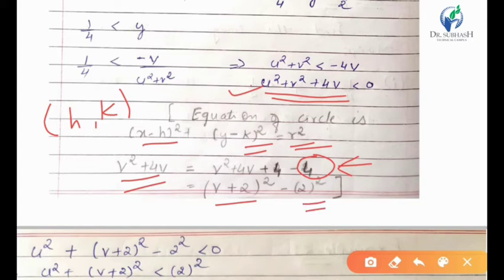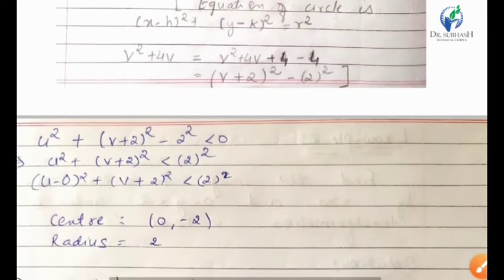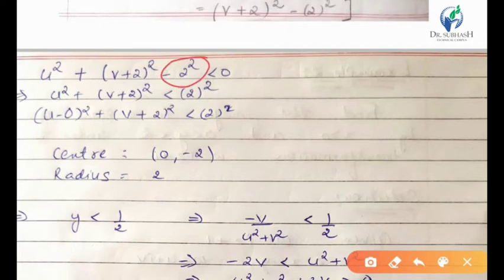Now this equation can be written as u square plus, this bracket part I have written here, v plus 2 whole square minus 2 square will be less than 0. So now again we will take this minus 2 square to the right side. We will get here plus 2 square.